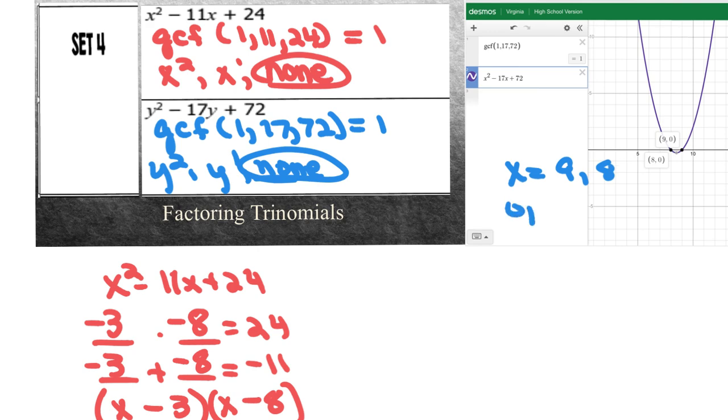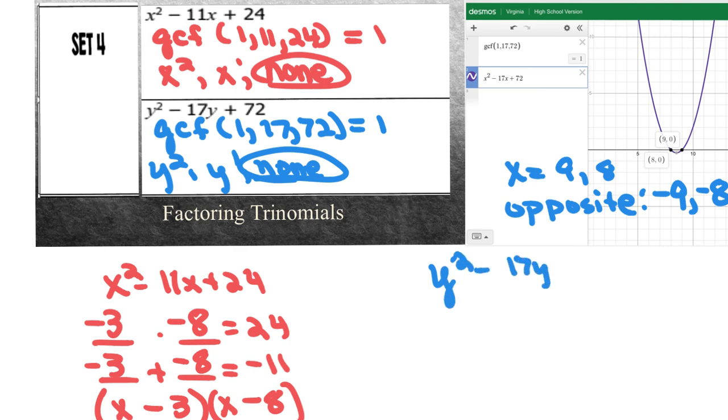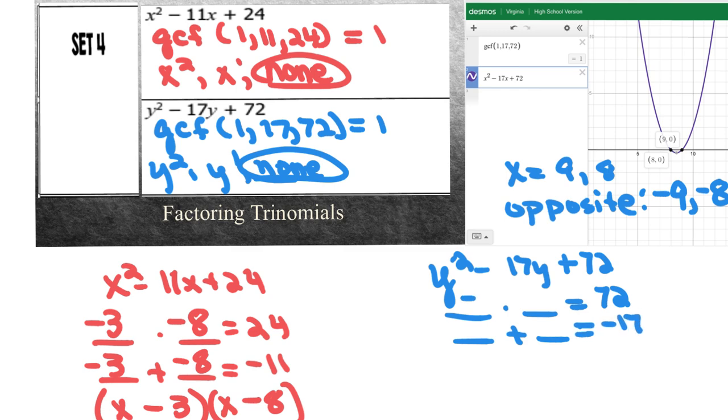To get the two numbers that I'm looking for, I'm going to do the opposite of those two, and the opposite is negative 9 and negative 8. So my trinomial, y to the second minus 17y plus 72. What two numbers multiplied equals 72, but when I add them, equal negative 17? And I'm going to get negative 9 and negative 8.